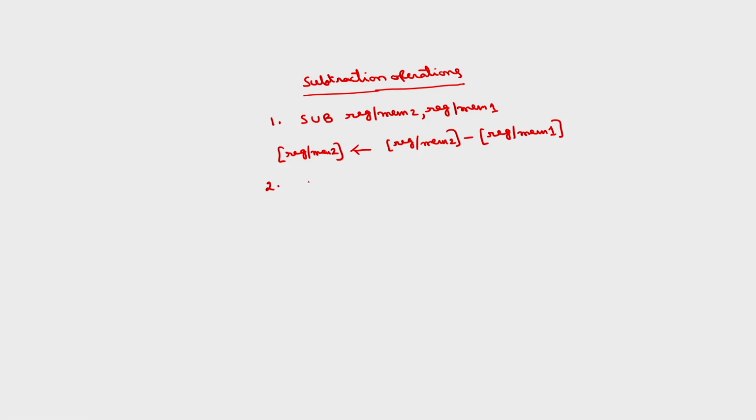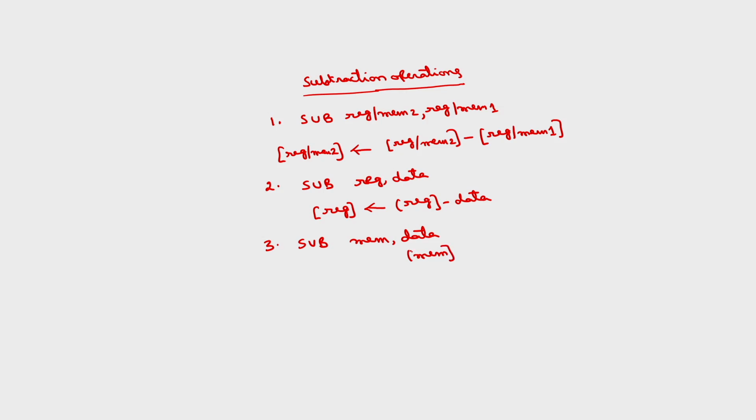Similarly, we can have SUB. I am not giving the example because they are similar to the addition instructions. We can have register comma data. So simply the data that is specified in the instruction will be subtracted from the register and the result is stored in the register. You can have SUB memory comma data. There also the data will be subtracted from the contents of the memory location specified by the given addressing mode, and the result is stored in memory.